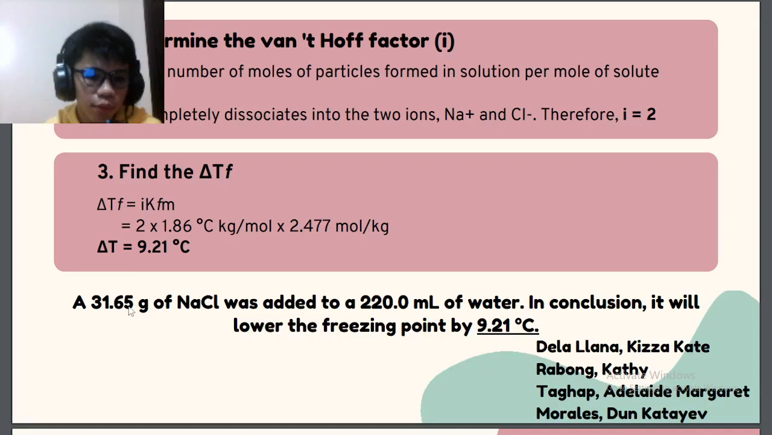So 31.65 grams of NaCl, or sodium chloride, was added to 220 milliliters of water. In conclusion, it will lower the freezing point by 9.21 degrees Celsius.